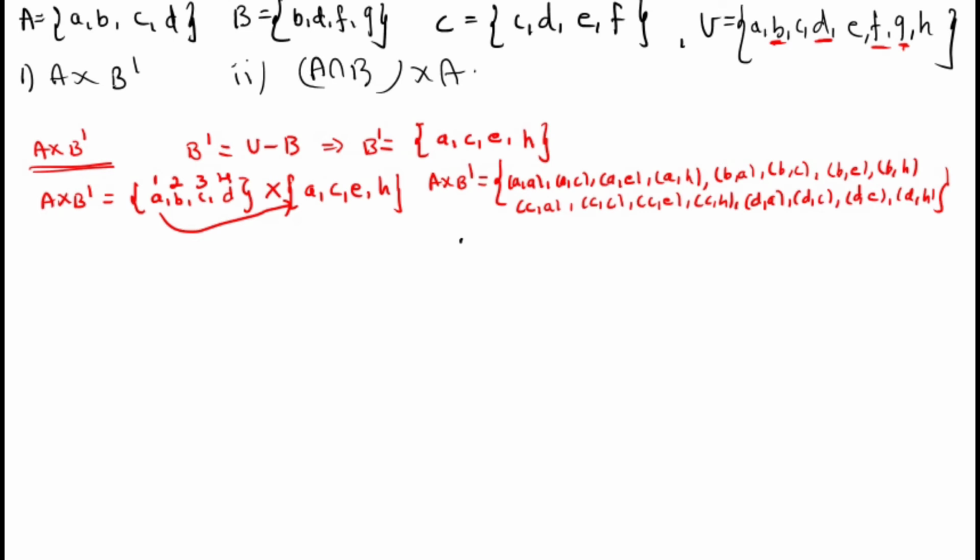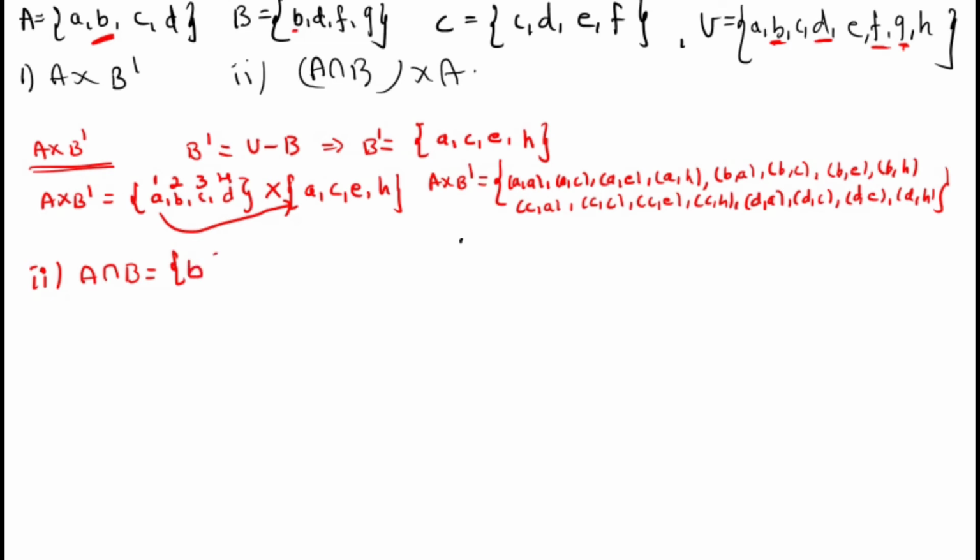Okay, second question, see A intersection B cross A. First you need to calculate A intersection B. We start A intersection B. What's the meaning of A intersection B? Common elements in A and B. Okay, common elements in set A and B. Here you can see only one common element, that is B, right? So A intersection B is equal to {B}.